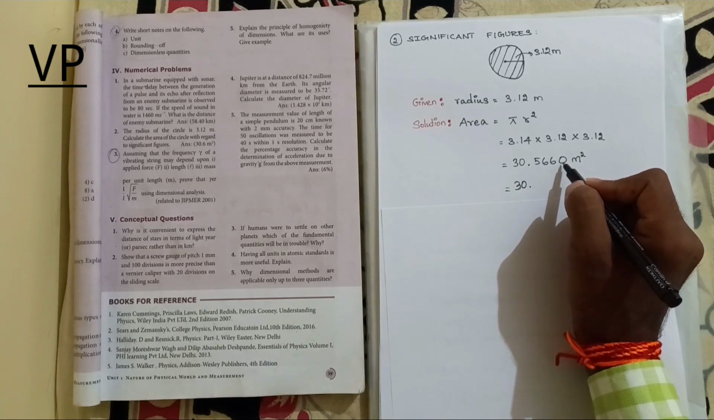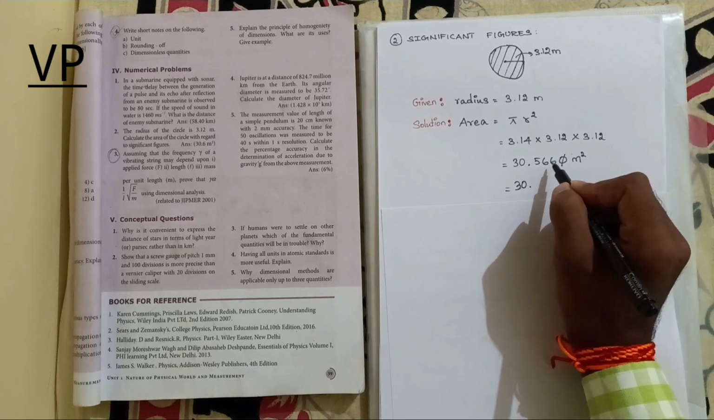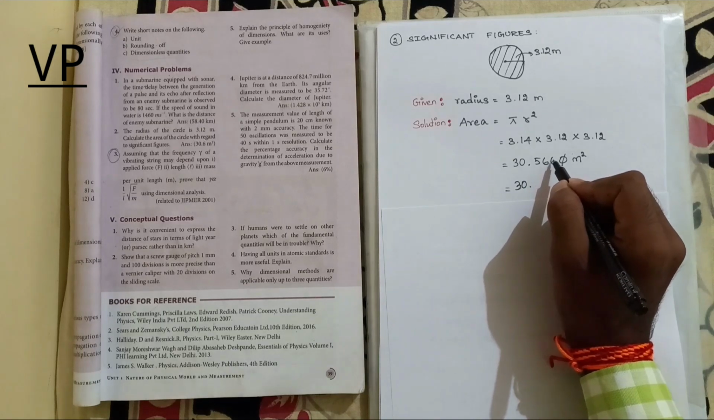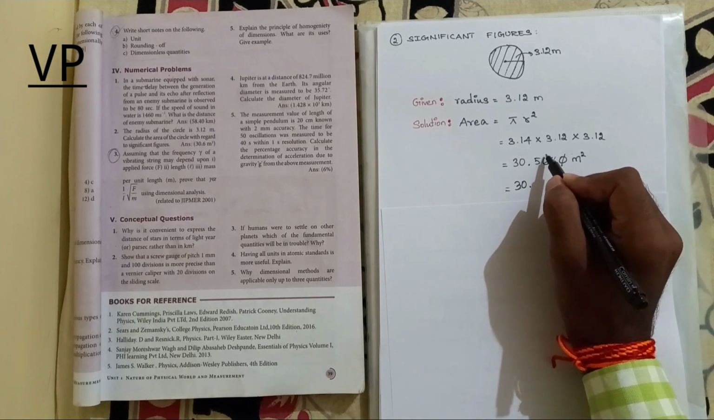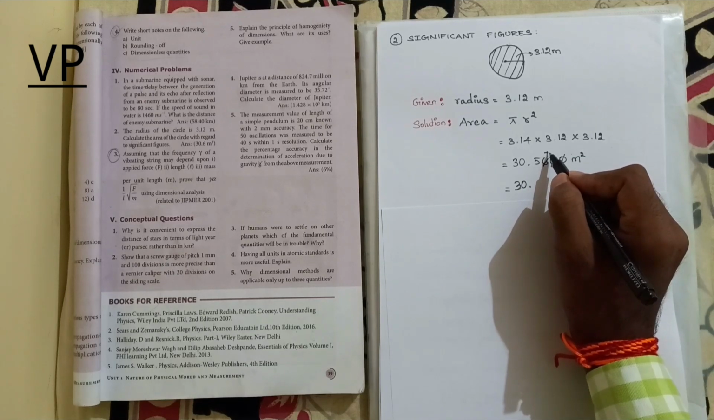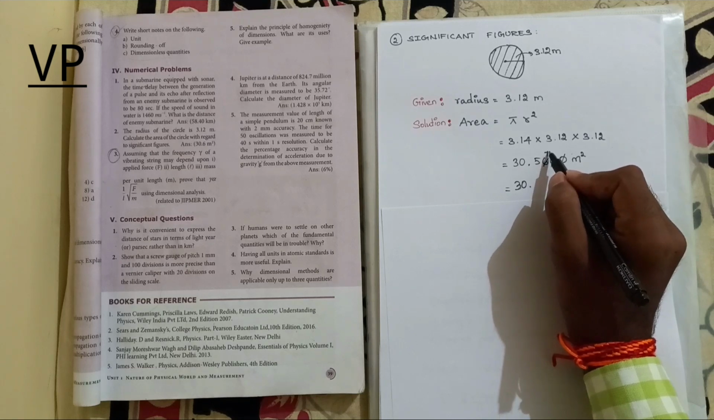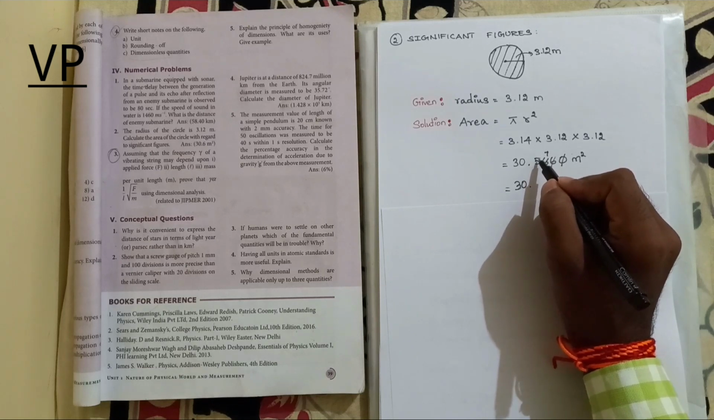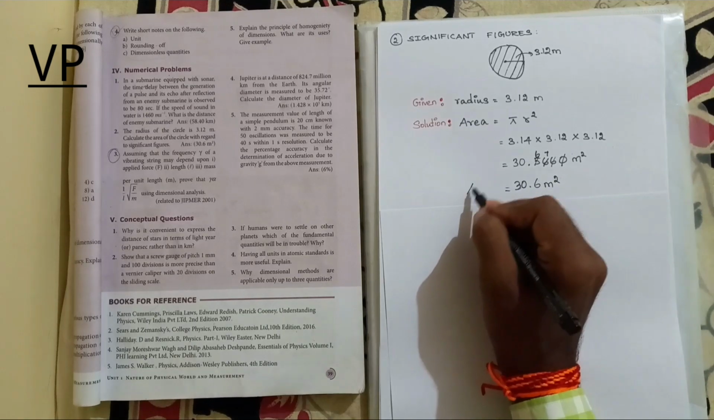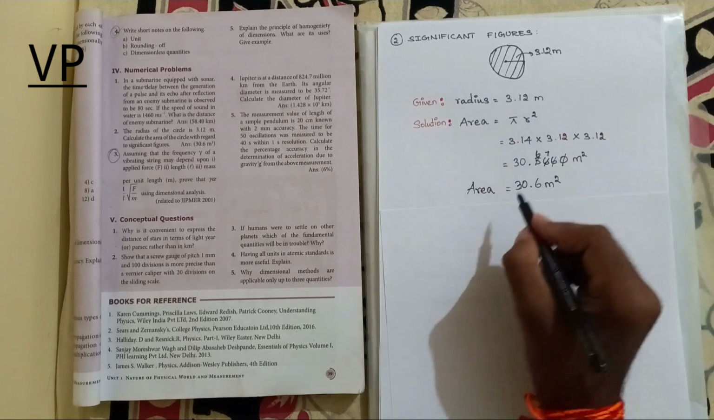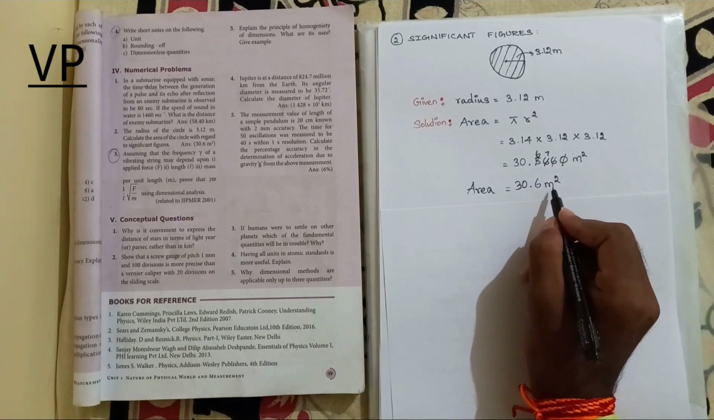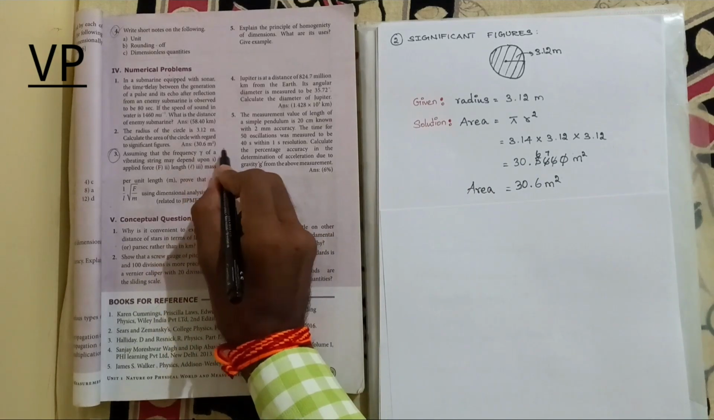So 0 is less than 5, so it can be cancelled out. And 6 is more than 5, so we have to add 1 to the previous number. Adding 1, it becomes 7. And now 7 is greater than 5, so we have to add 1 more to the previous number, so it gets converted to 6. So the answer is 30.6 meters squared. So we have found the area of the circle with regards to significant figures to be 30.6 meters squared, which is the answer.